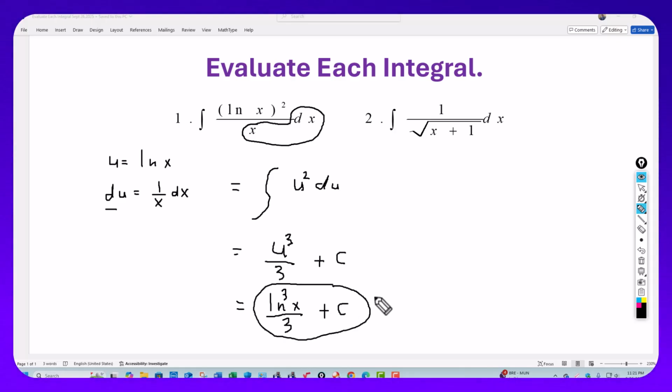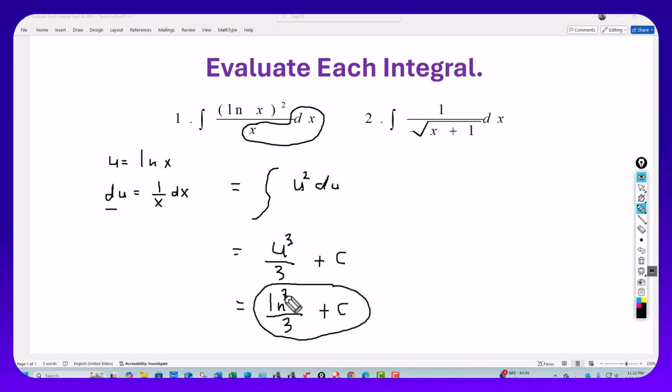Now for the heck of it, just go ahead and check this one. Got this to a power of 3, so that's 3 comes out in front. 3 and 3 cancels, then you subtract 1 from the 3. It gives you ln of x squared. And then with the chain rule, you take the derivative of ln of x, and you get 1 over x. You get that integrand back.